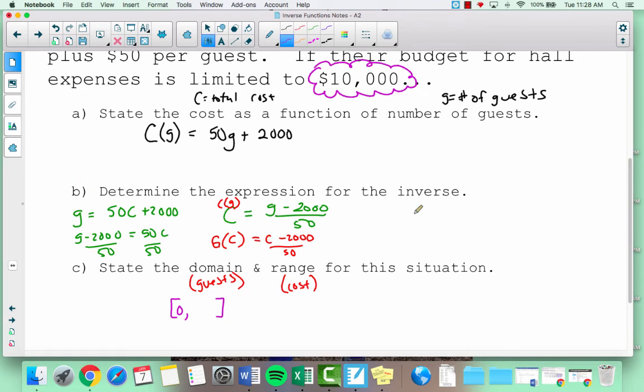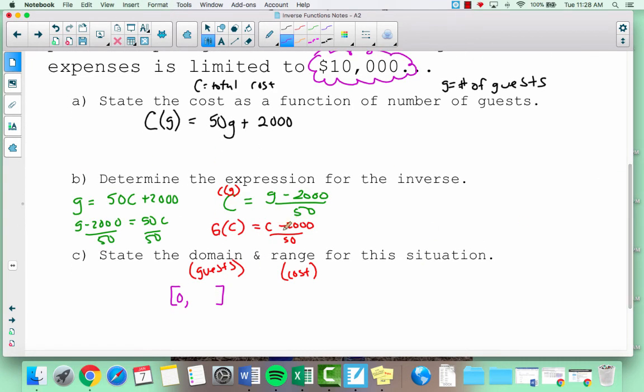So this is where the inverse can come in handy. So if we know that the budget is $10,000, we're going to use our inverse equation, because we know the cost, and determine how many guests we could have with that budget. So I'm going to go ahead and plug that in. So G of C is going to equal $10,000 minus 2,000 divided by 50. And then we're just going to go ahead and simplify. So $10,000 minus $2,000 is $8,000. Divide that by 50, and that gives us 160 guests.